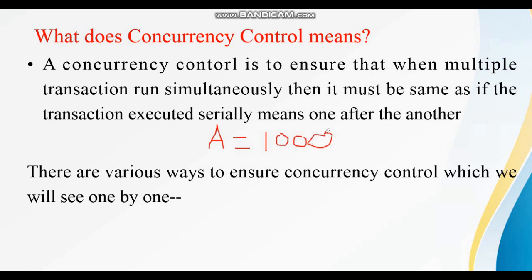Then, if the transactions run concurrently, it must still ensure that the value of A remains as it is. A is equal to 1000. So this is the concept of concurrency control. Now there are various ways to ensure concurrency control, which we are going to see one by one.